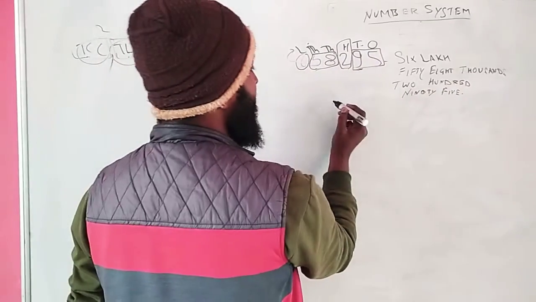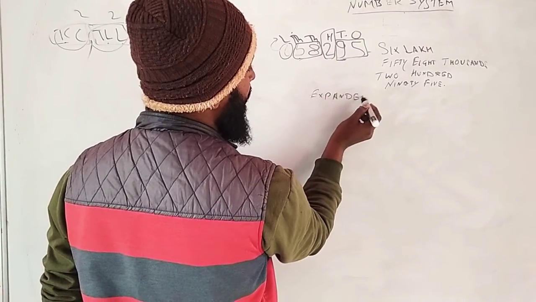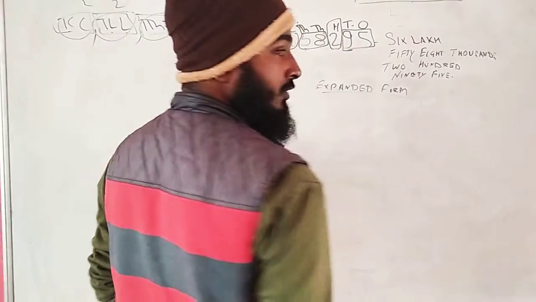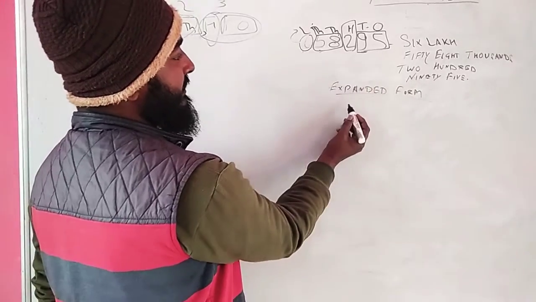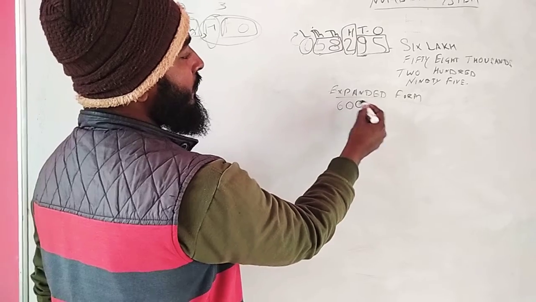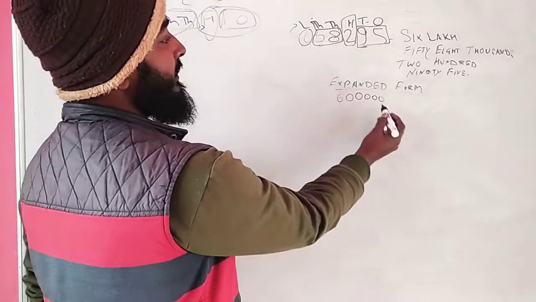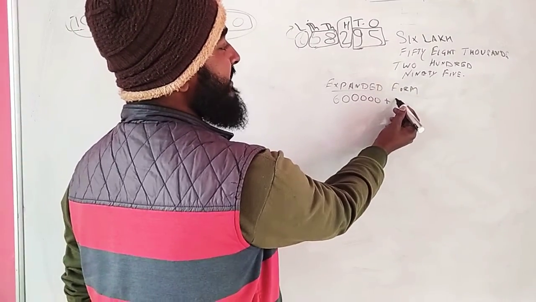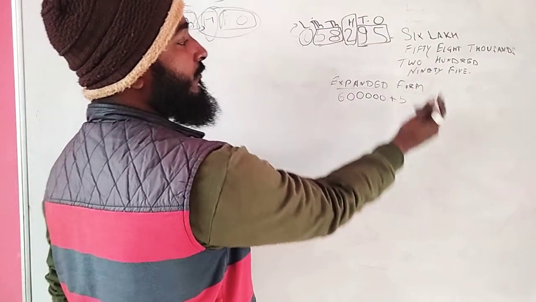Now, what's the expanded form of this number? Expanded form is quite an easy topic. The expanded form will be: take 6, then 1, 2, 3, 4, 5, five zeros are there. Now again take plus here. The next number is 5. Take 5, then count the numbers after it: 1, 2, 3, 4. Four zeros are there.